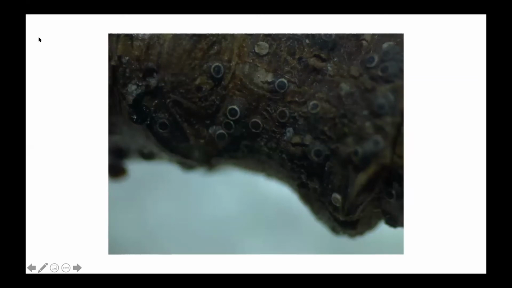And the nymphs are called crawlers and are less than 1 millimeter, and they can be orangish to yellow in color. In this first slide, these are the crawlers. So you can see them here. They probably settled about 2 weeks ago, and they are this year's brood.